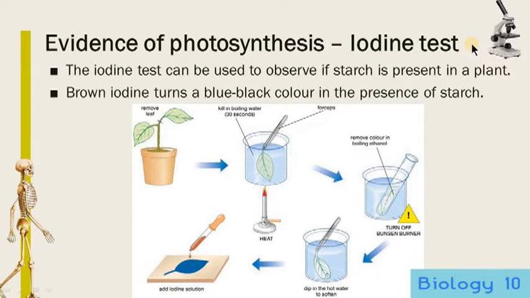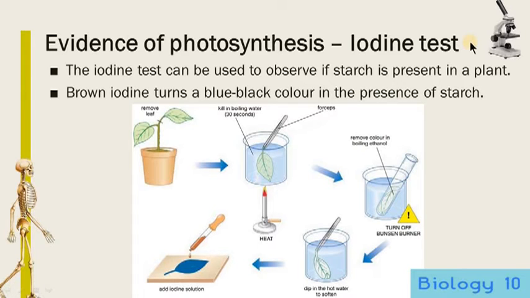The iodine test is used to test for the presence of starch. See here in the diagram below. In this investigation, a leaf is removed from a plant. It is placed in hot water for a short period. This destroys the cell membranes. It can then be soaked in boiling ethanol.